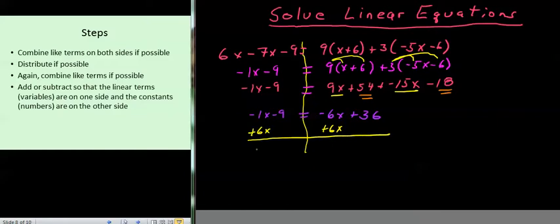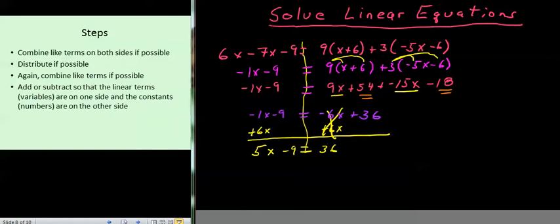6x and negative 1x is a positive 5x. I personally like this number to be positive. These cancel. Negative and a positive cancel, and I get 36. All right? Add or subtract so the linear terms are on one side. Now, both of my linear terms have been combined into one on the left. The constants, my numbers, have to be on the other side.